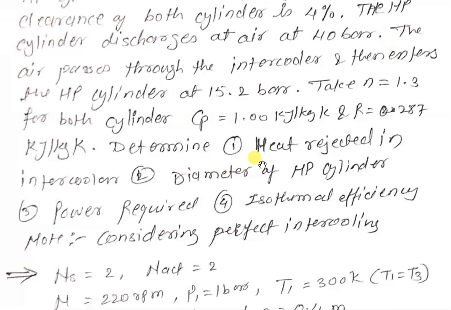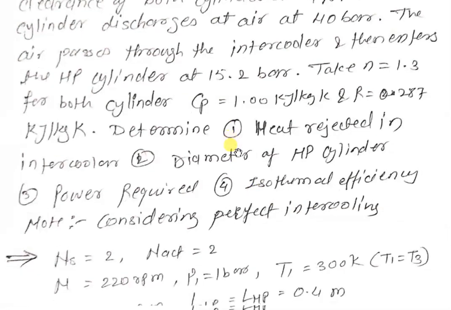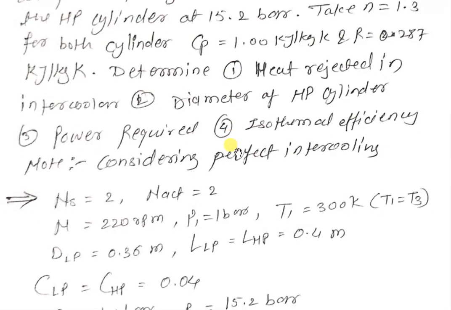We have to determine, first, the heat rejected in intercooler; second, the diameter of HP cylinder; third, the power required; fourth, the isothermal efficiency. Note, we have to consider perfect intercooling. In this case, it means T1 is equal to T3, and P2 is equal to the square root of P1 into P3.